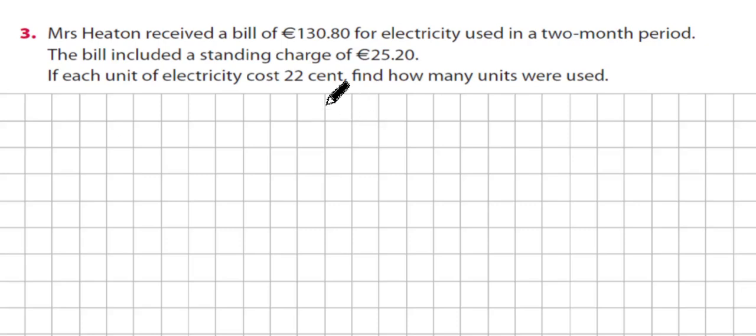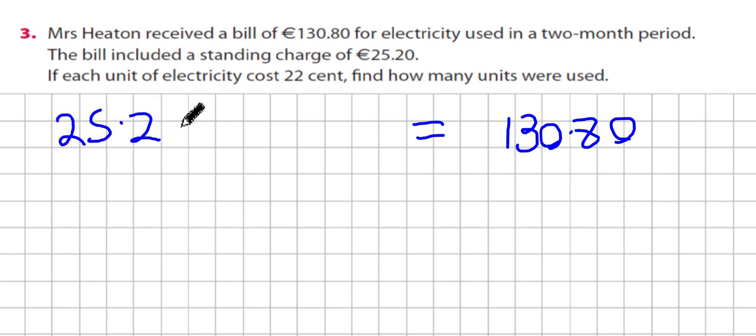Deal is we get a bill and the bill's worth €130.80. Okay. Now, even if I'm away for 2 months and all the electricity's knocked off in my house. Imagine I go to the fuse board and just knock off all the electricity in my house. That company will still charge me €25.20. This is known as a standing charge. No matter what happens, they're taking €25.20 away from me.